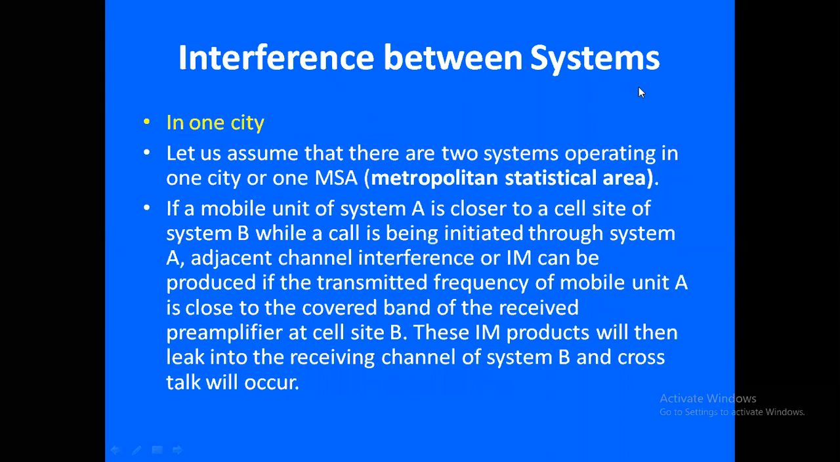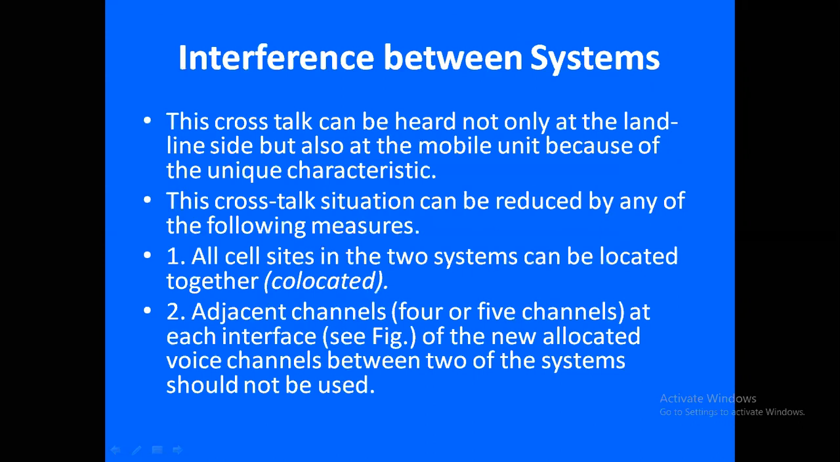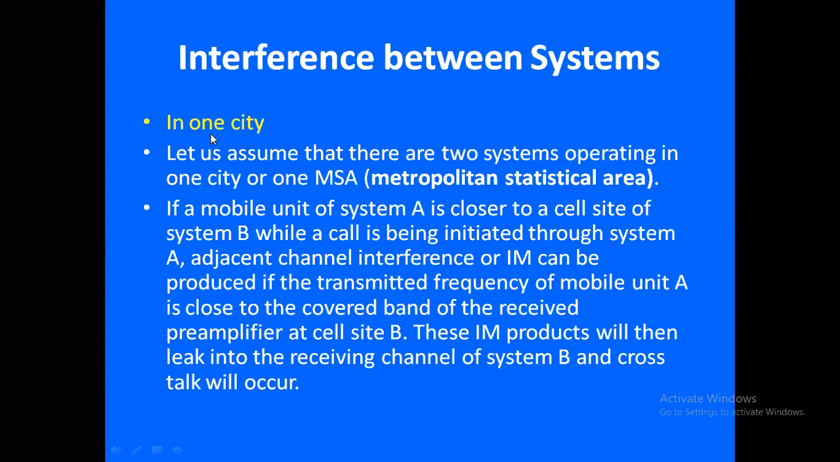Now coming to interference between systems. We will see interference in one city and in adjacent cities. So, interference in one city: let us assume that there are two systems operating in one city or one MSA, metropolitan statistical area.